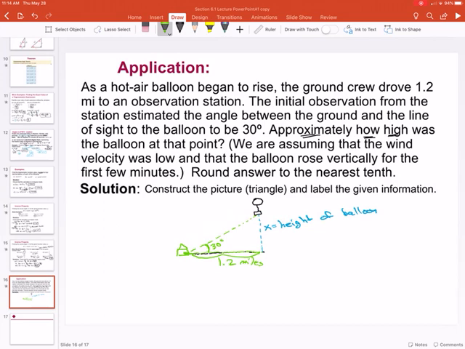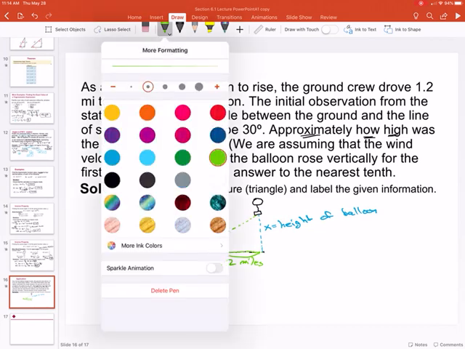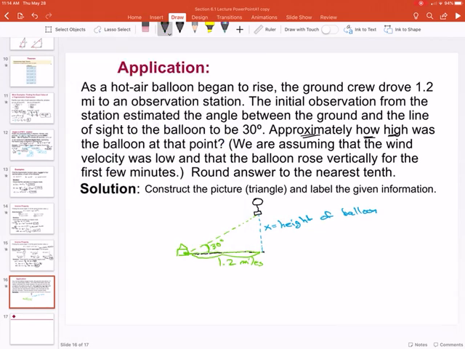But what we've done, you can see in our picture, is construct a right triangle, because the hot air balloon rose vertically with respect to the ground that's sitting here horizontally. That makes a 90-degree angle; they're perpendicular. So in this right triangle, what are we looking for? We are looking for the height, which I've written here in blue. Let's find the height of the balloon.